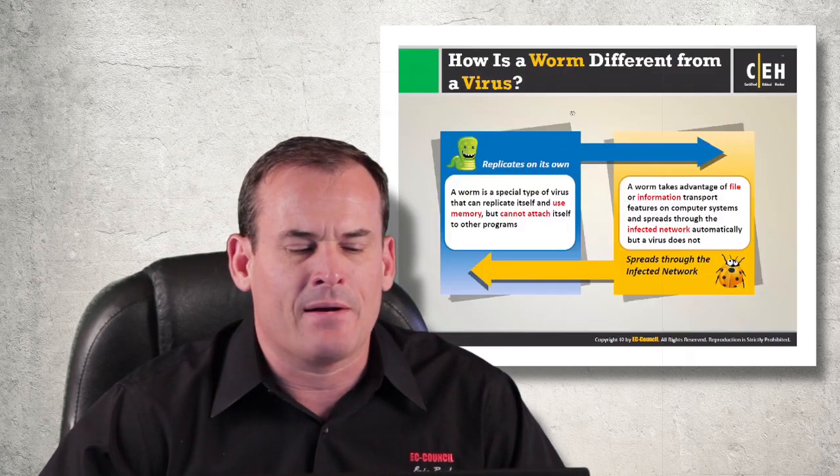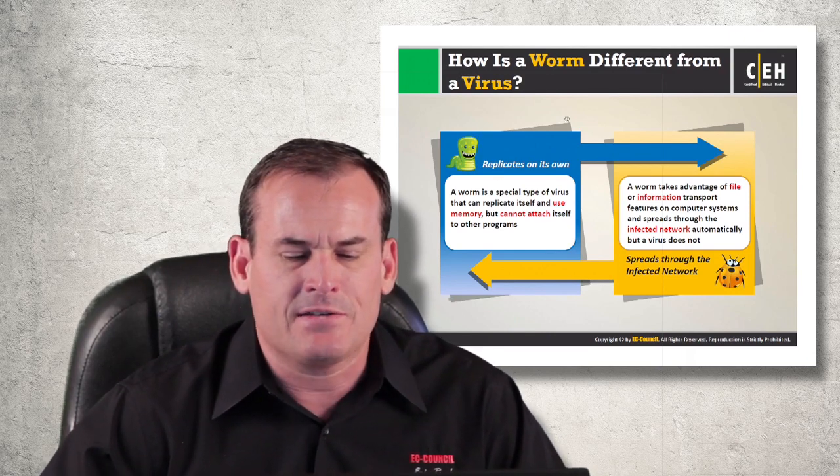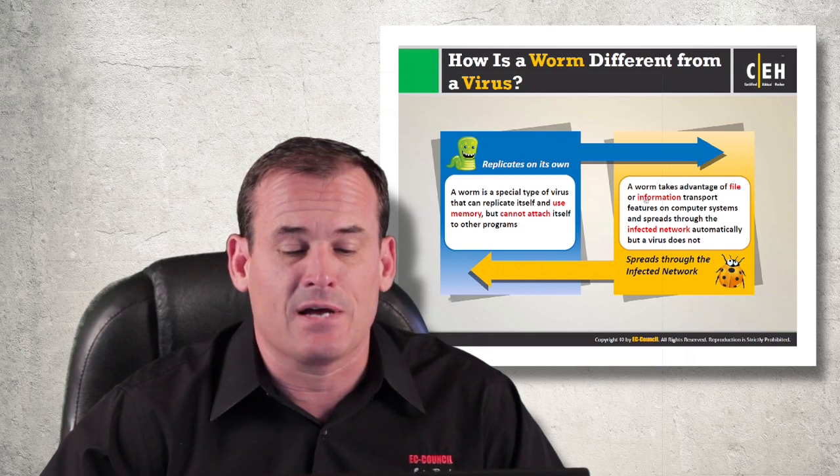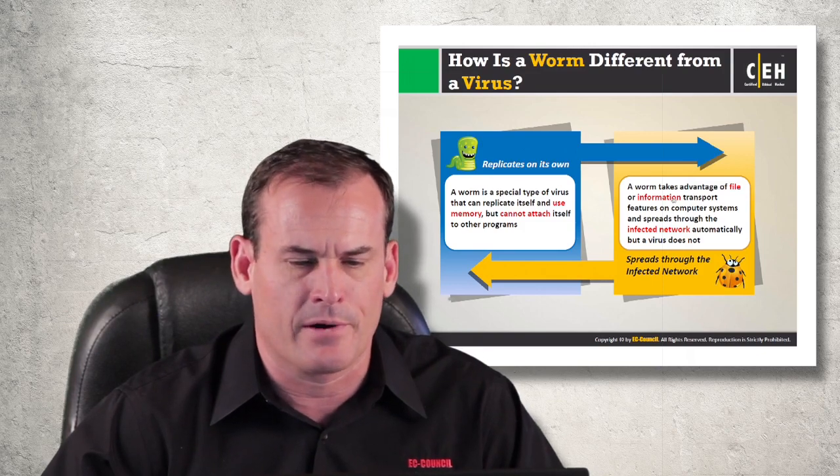So a worm is different from a virus in that it spreads on its own. We've already established that in the previous two slides. It takes advantage of file or information transport features on computer systems and spreads through the infected network automatically. Virus does not. Virus has to execute alongside the executable program.